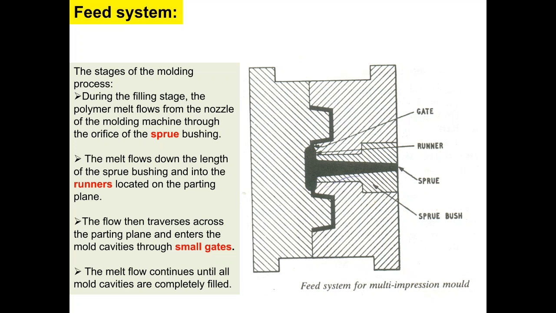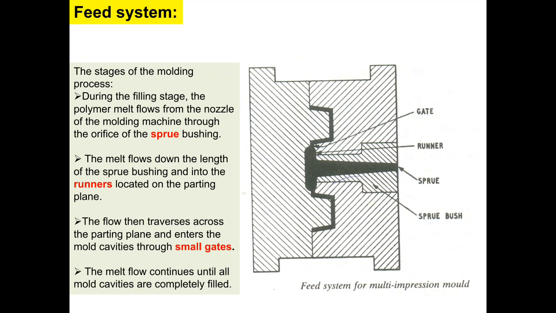Today we will discuss the feed system of injection molding. From the figure you can observe the elements of the feed system of a multi-impression injection mold. The melt is injected from the injection molding machine. It is passed through the sprue, which is the passage in the sprue bush. Then from the sprue it passes to the runner, then to the gate, and it enters into the impression.